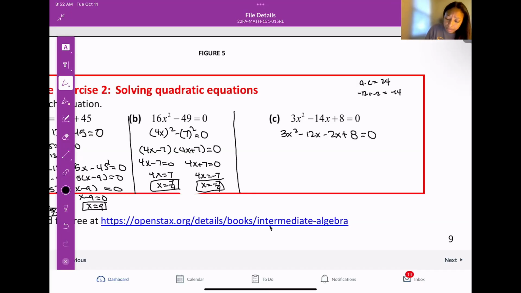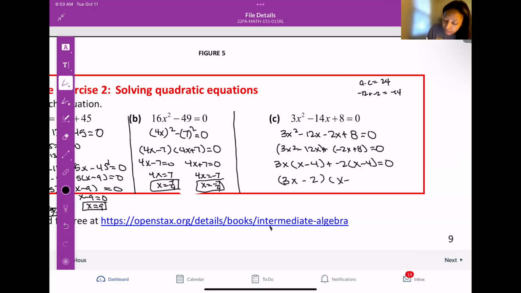We factor this by grouping. I always like to be careful with these minuses. So the first two terms are grouped together, then plus negative 2x plus 8 being grouped together. That equals 0. We factor out a 3x from the first terms. That's 3x times x minus 4. And then from the second terms, we can factor out a negative 2. And that leaves us with an x minus 4, and it still equals 0. So finally, for factoring on the left-hand side, we get 3x minus 2 times x minus 4 equals 0.